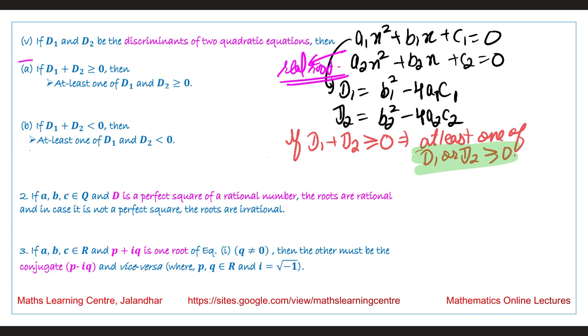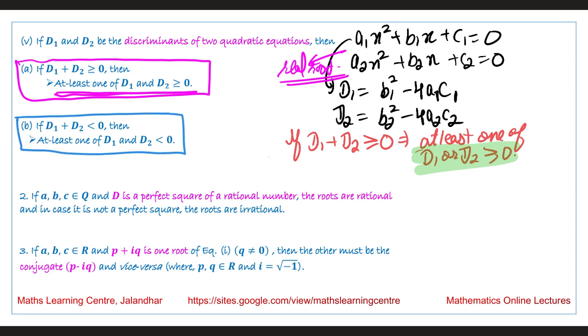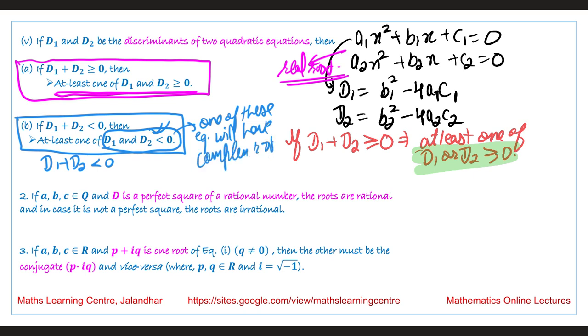In the second case, as mentioned over here, if d1 plus d2 is greater than or equal to 0, then at least one of d1 and d2 is greater than or equal to 0. Similarly, if d1 plus d2 is less than 0, then at least one of d1 and d2 should be less than 0. So if one of d1 and d2 is less than 0, it means one of these equations will have complex roots.